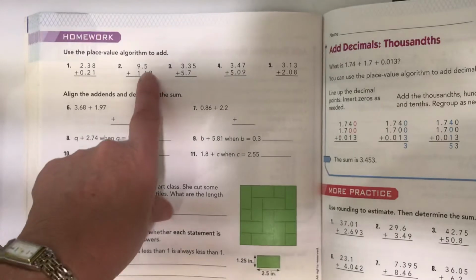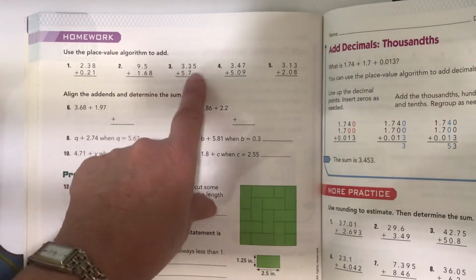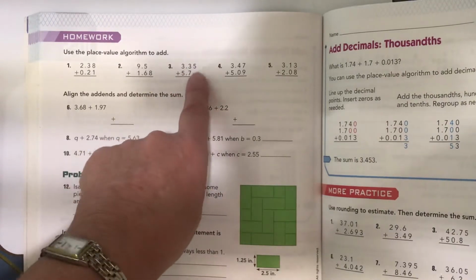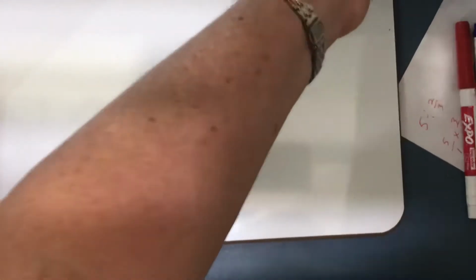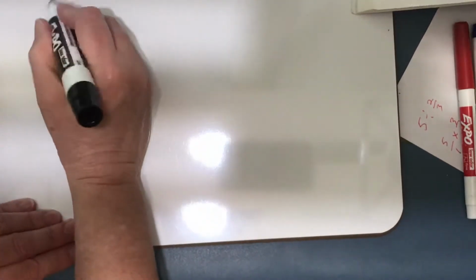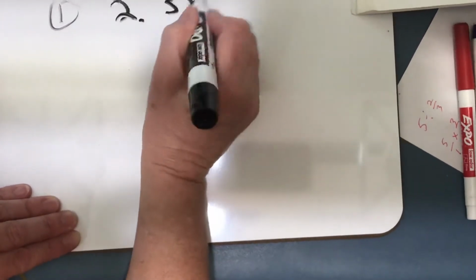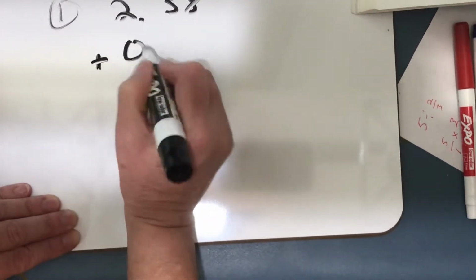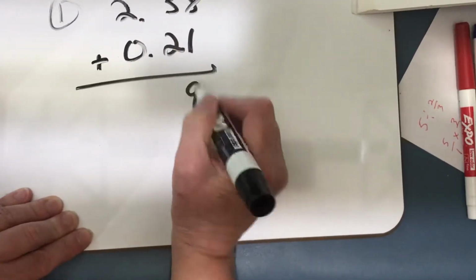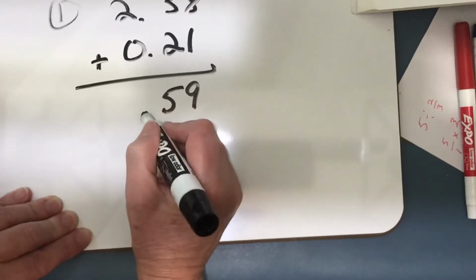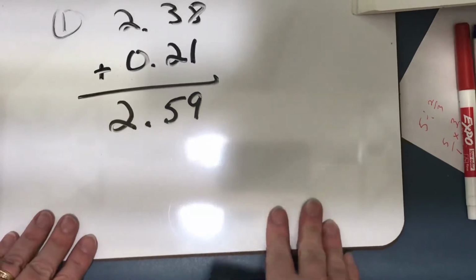Notice wherever you don't have the same number of digits, you could always put a 0 there. You can always put a 0 since it's after the decimal point, at the end of the number after the decimal point. So number 1, this is 176, you're adding 2 and 38 hundredths plus 21 hundredths. Make sure you align your decimal points. 8 plus 1 is 9. 3 plus 2 is 5. Put your decimal point. 2 plus 0 is 2. 2 and 59 hundredths.